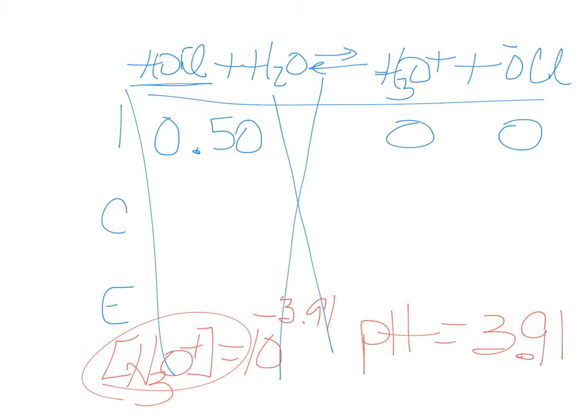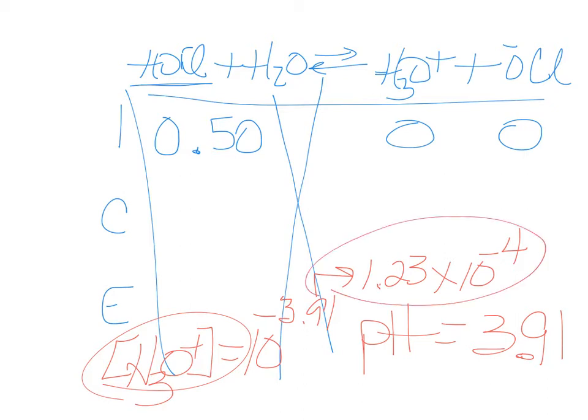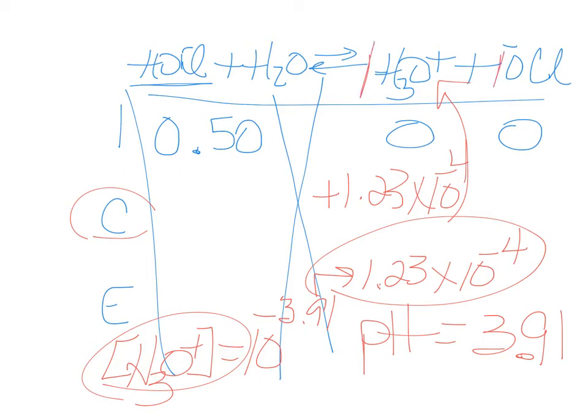And if you punch that into your calculator, you will get that the concentration of hydronium ion is 1.23 times 10 to the minus 4. I love that, 1, 2, 3, 4. So that is your equilibrium concentration of hydronium ion, which means the change for hydronium ion is plus 1.23 times 10 to the minus 4. Okay, since for every one hydronium formed, there's one conjugate base formed, that change is also 1.23 times 10 to the minus 4.